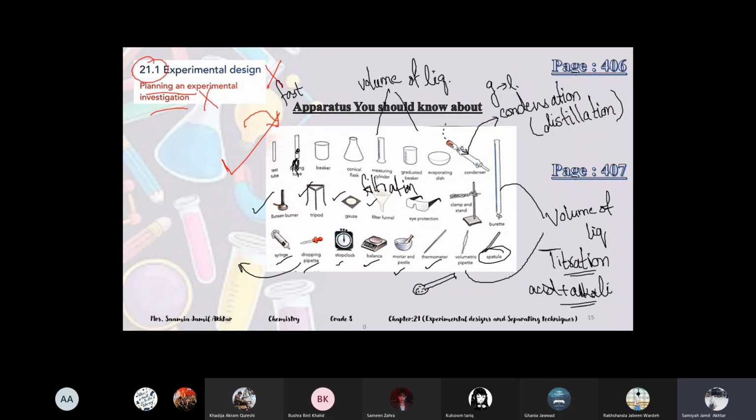For example, some substances cause irritation or burning on the skin, so you cannot hold them, or they have a very strong, pungent smell. Those solid particles you can pick up with a spatula and use in the experiment. So these are some of the apparatuses you should be familiar with.